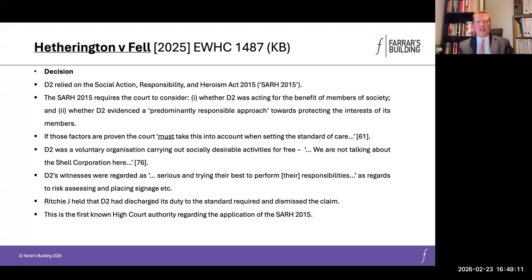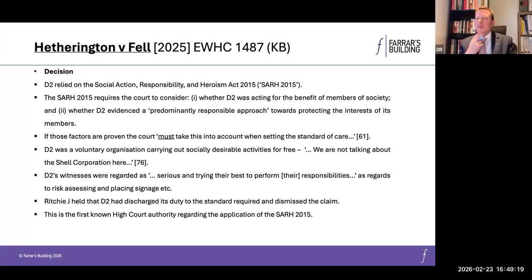And so influential in that decision was, as I say, the provisions in the Social Action Responsibility and Heroism Act 2015. Section 2 of that Act requires the court to have regard to whether the alleged negligence occurred when a person was acting for the benefit of society or for its members. And Section 3 requires the court to have regard to whether the person demonstrates a predominantly responsible approach towards protecting the safety of or other interests of others. And the Compensation Act of 2006 also similarly applied.